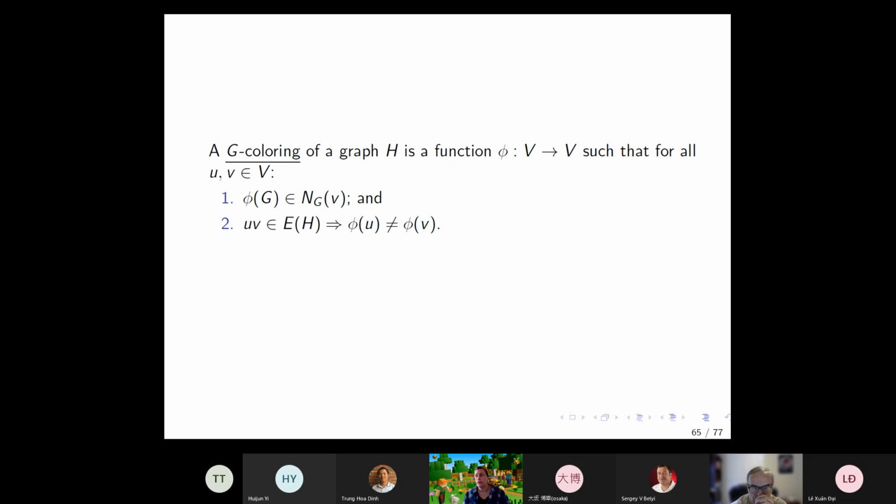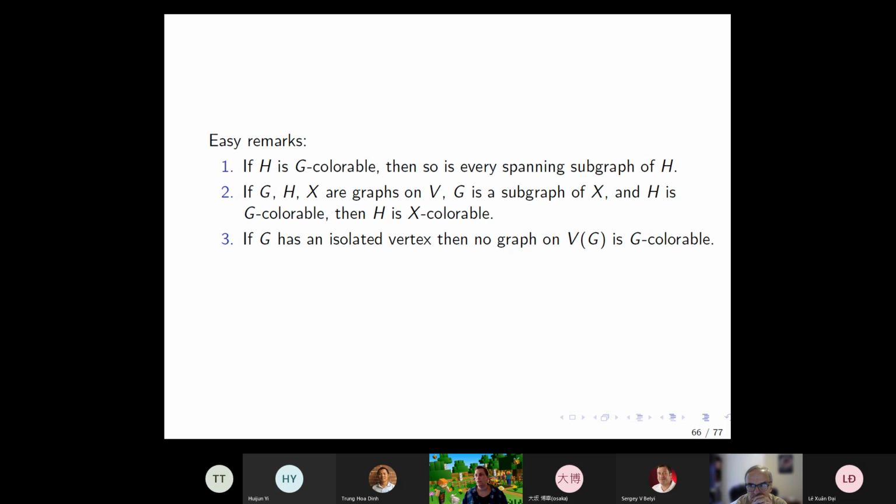So a G-coloring of a graph H is a function. We're going to define the list of colors by the neighborhoods in G. And since H has the same vertices, we can color H using the G neighborhoods as lists and the proper coloring requirement that no two adjacent vertices in H get the same color. Sweet.